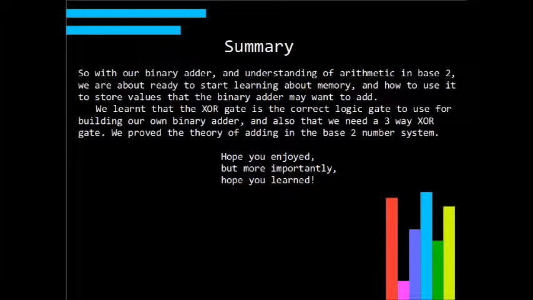to start learning about memory and how to use memory to store values that the binary adder might want to add. We learnt that the XOR gate is the correct logic gate to use for building our own binary adder, and also that we need a three-way XOR gate. We proved the theory of adding in base 2 number system. So that's what we covered today. Next time we should be going over memory, and I hope you enjoyed, but more importantly, I hope you've learned.